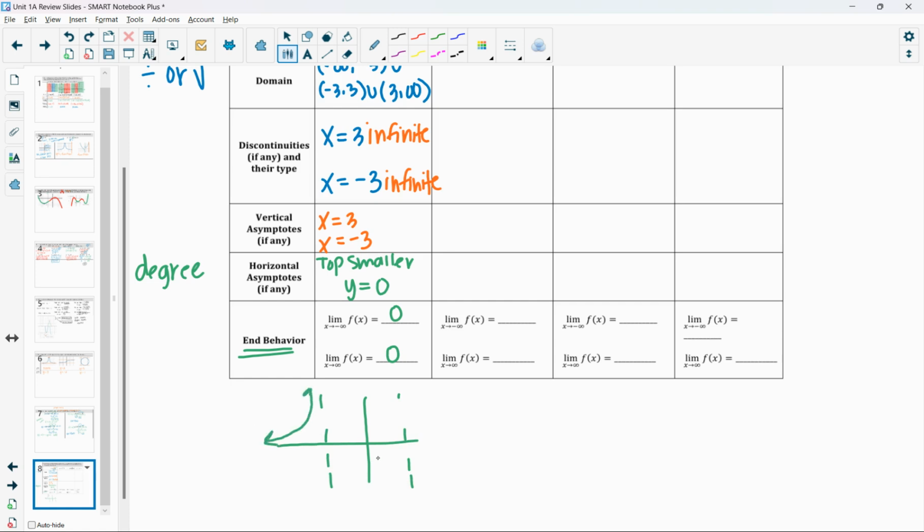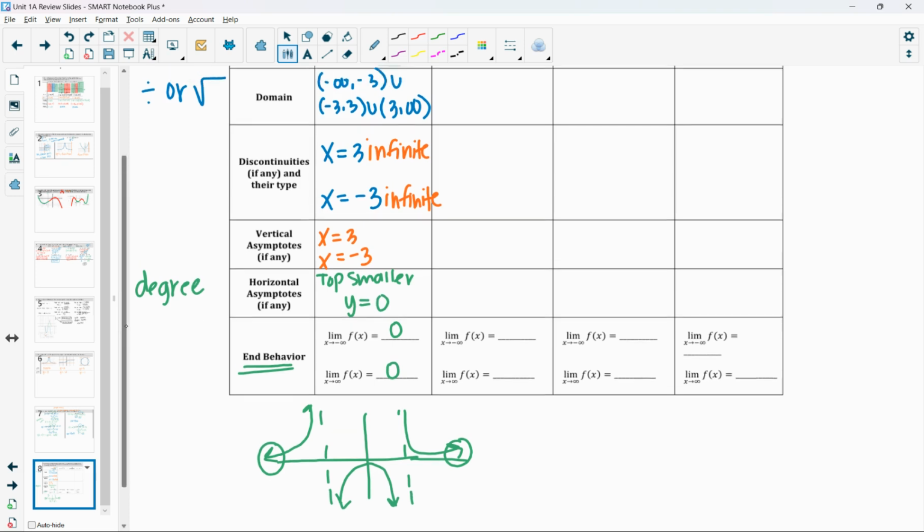I don't know if the branches are in the right spot here, but it's going to look like this. So at these ends, it's going towards 0. We don't care what it's doing in the middle, but the ends go towards the horizontal asymptote.